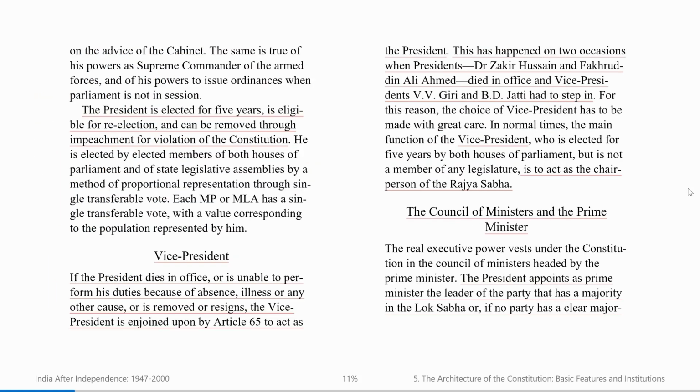He's elected by the members of both houses, but remember, it is the elected members. The nominated members of parliament are not allowed to vote in the case of the president, and each member, whether MLA or MP, has a single transferable vote and has a value corresponding to the population represented by him, right? And we'll talk about this in much more detail when we talk about Indian polity and the president's office in detail, right?